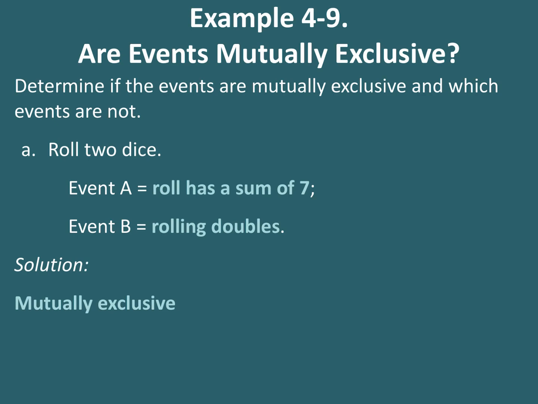Because clearly, if you roll doubles, like a 3 then a 3, those add up to be 6. Or a 5 and a 5, that adds up to be 10. Anytime you roll a double, you get an even number, which clearly would not be a sum of 7. Therefore, these two events could never occur at the same time. Therefore, mutually exclusive.